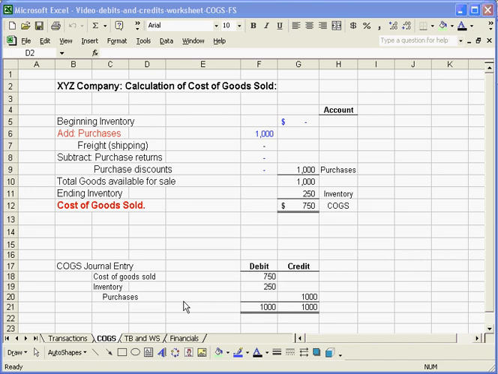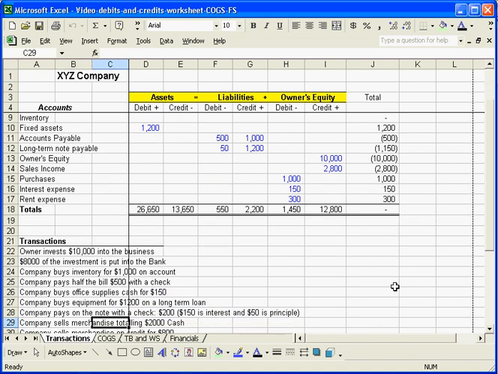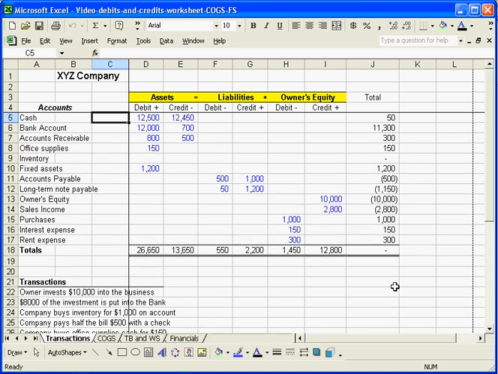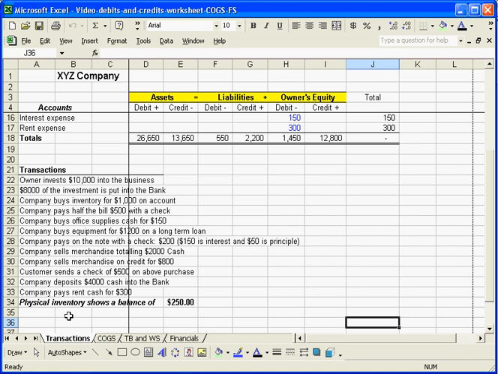Okay, let's take a look at the cost of goods sold section. If you recall the last time, we were looking at the transactions here for XYZ company, and we went through and looked at each transaction and posted these transactions to the individual accounts here, and made sure that the accounting equation that we have up here stayed in balance. And we kept the running totals over here so that now we have a zero balance. And the last transaction that we started looking at was the physical inventory.